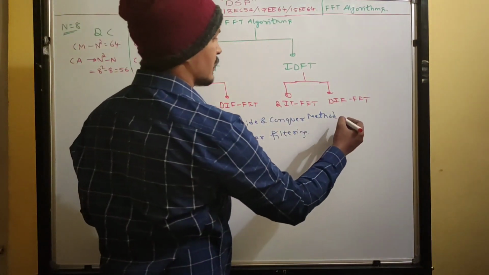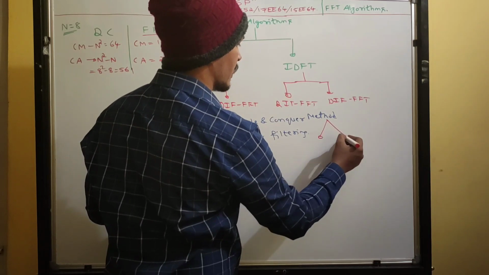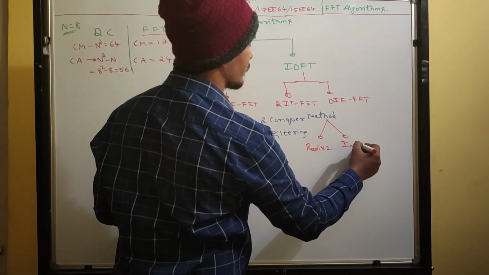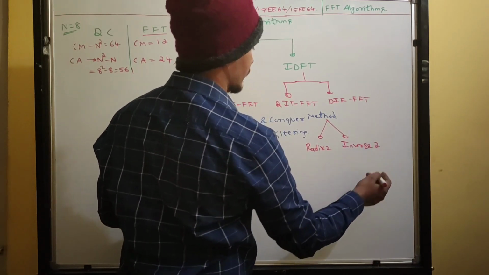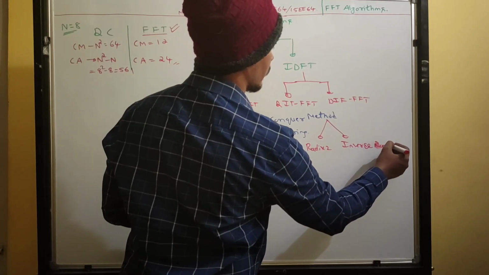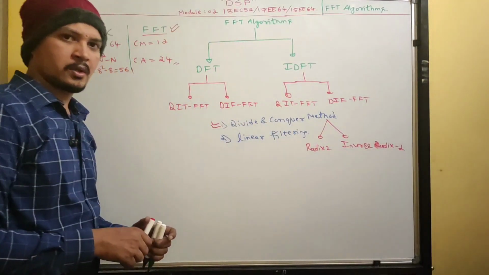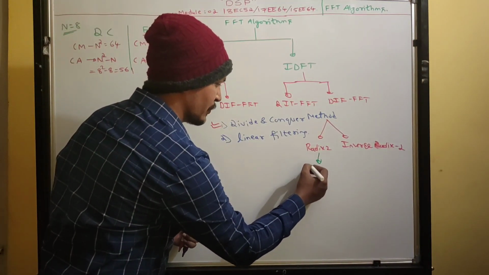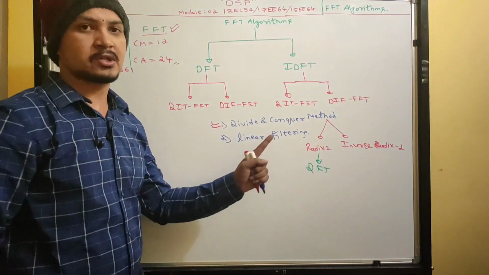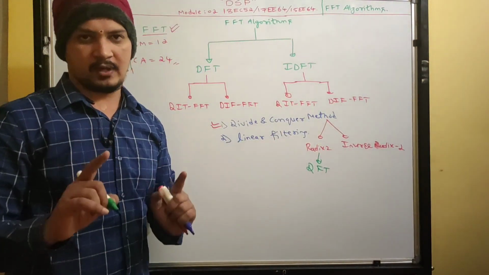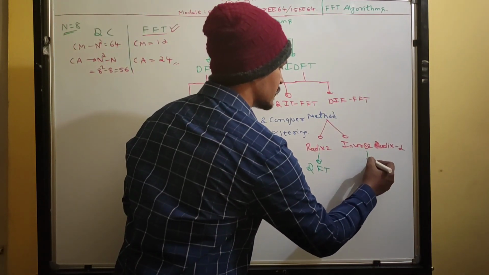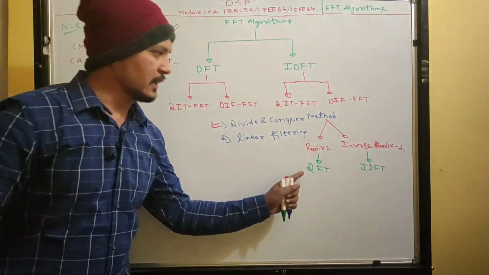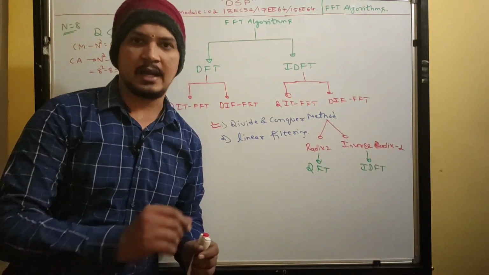In the divide and conquer method, we have two types: radix 2 and inverse radix 2. Keep in mind, radix 2 is used to compute only DFT. Inverse radix 2 will compute IDFT. Radix 2 computes DFT and inverse radix 2 computes IDFT.